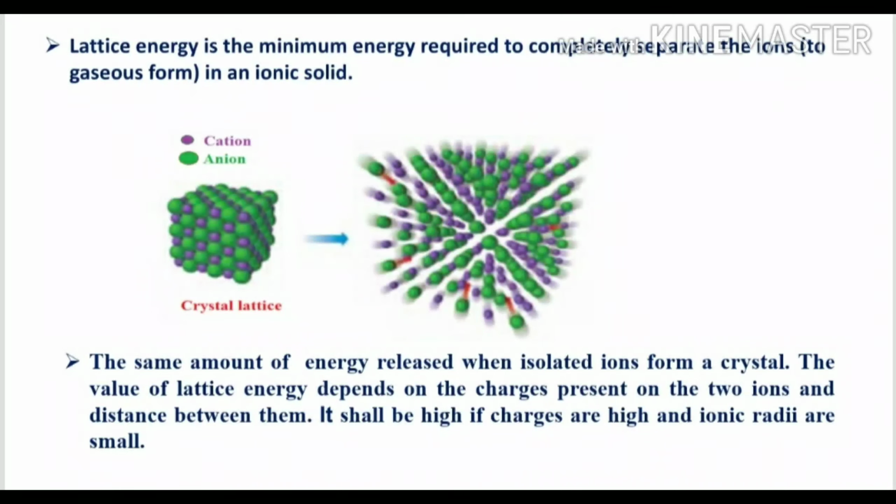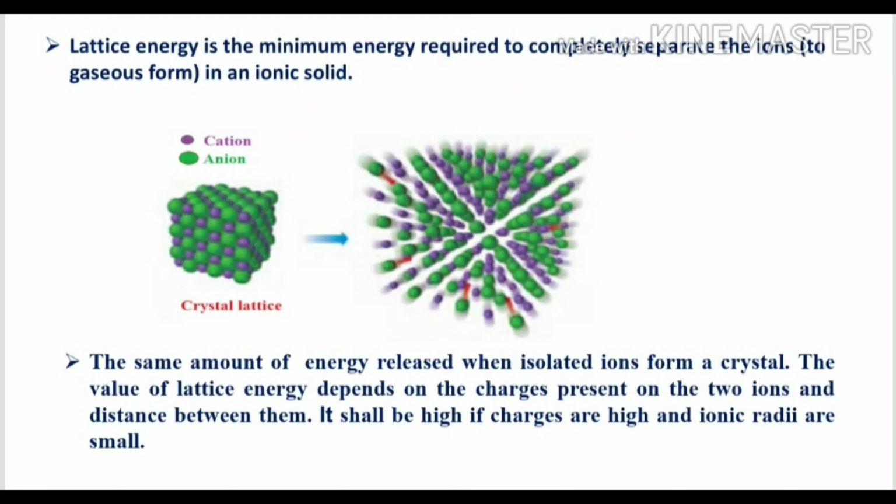Now, what is meant by lattice energy? We can define lattice energy in two ways. The first one: the lattice energy is the minimum energy required to completely separate the ions to gaseous form in an ionic solid, or the amount of energy released when isolated ions form a crystal. So the first one is dissociation, the second one is formation. In both ways, the energy involved is known as the lattice energy.